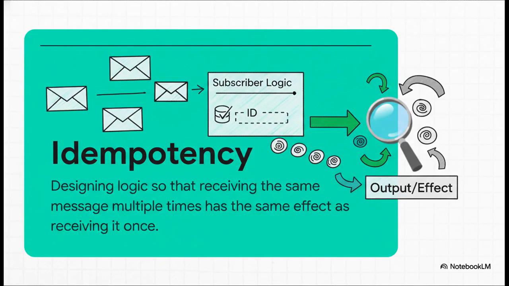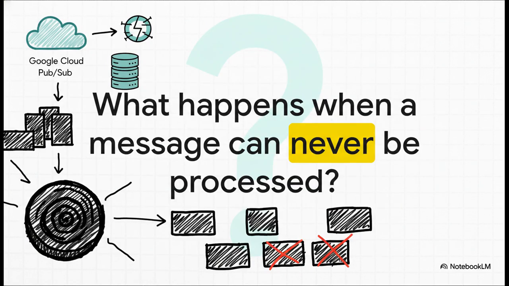The solution has a fancy name, idempotency, but the idea behind it is actually really simple. It just means designing your code so that doing the same thing twice, or 3 times, or 100 times has the exact same result as doing it just once. A super common pattern for this is to put a unique ID on every message. Then, the very first thing your subscriber does is check a database. Have I seen this ID before? If the answer is yes, it just says, okay, I'm done, sends the ACK, and moves on. No harm done. So we've handled duplicates, we're safe.